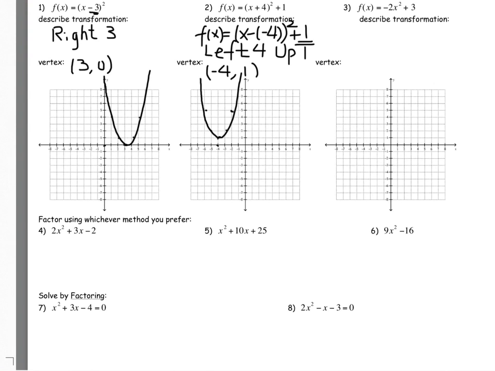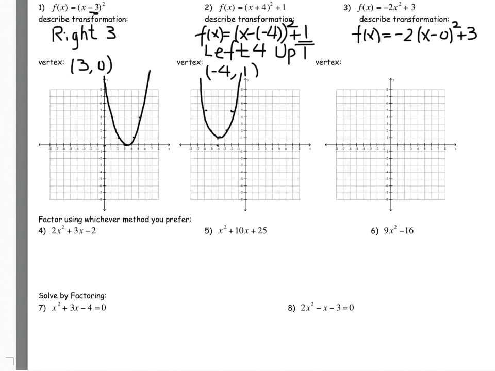Number 3, f of x equals negative 2x squared plus 3. So the first question that comes to you is, where's my h? X is not subtracting anything. I'm glad you noticed that. So what would be the logical way for you to explain? The only number that doesn't affect the function would be if x is subtracting 0.